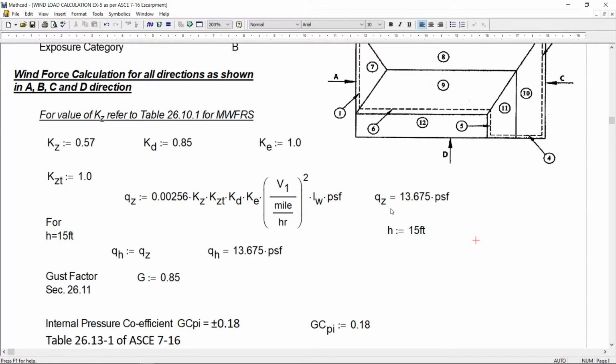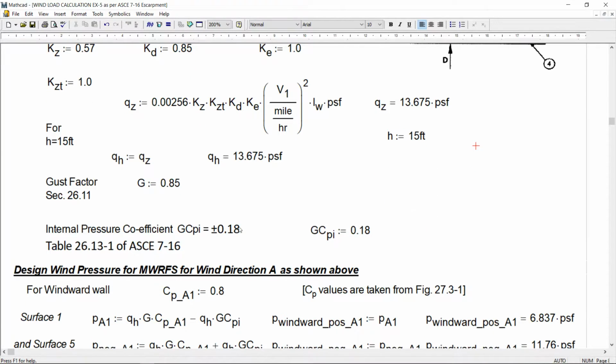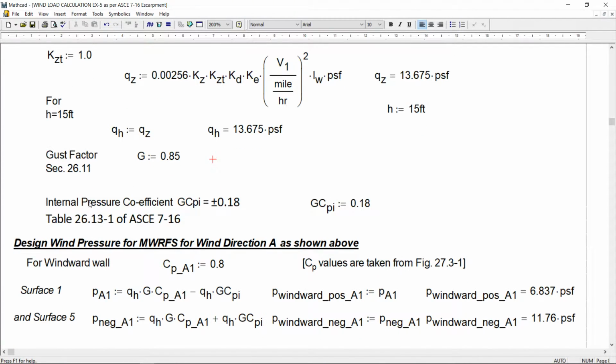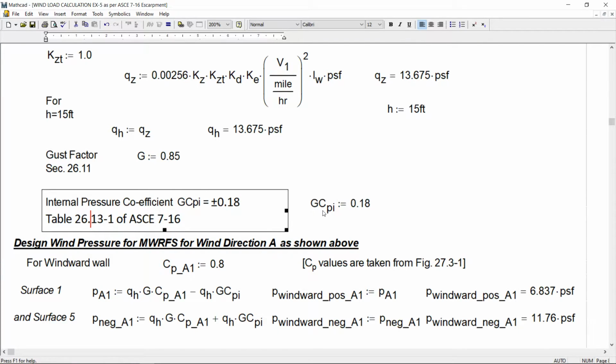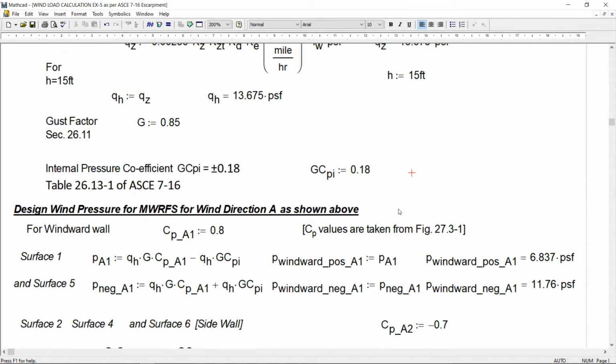So MathCAD calculates the velocity pressure. QZ comes out to be 13.675 pounds per square foot up to height 15 feet. And as per section 26.11, the gust factor is 0.85. And the internal coefficient as per table 26.13-1 is 0.18, of course with plus and minus.